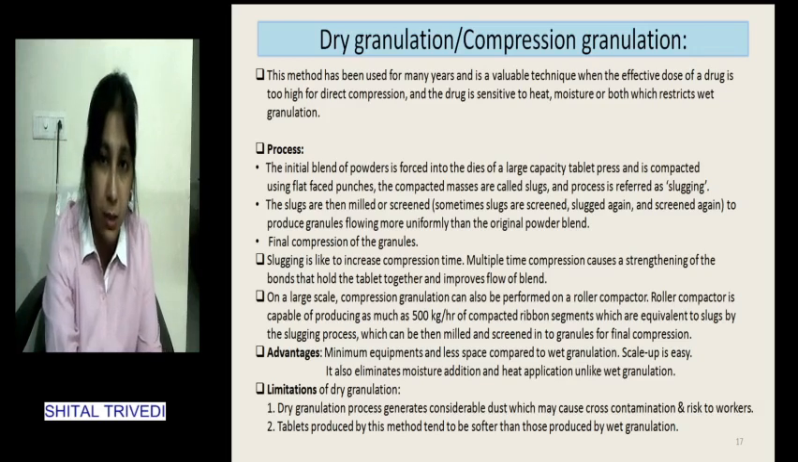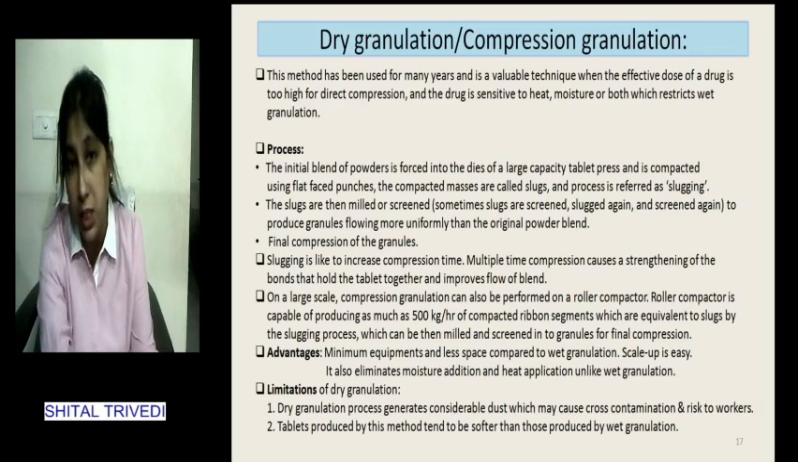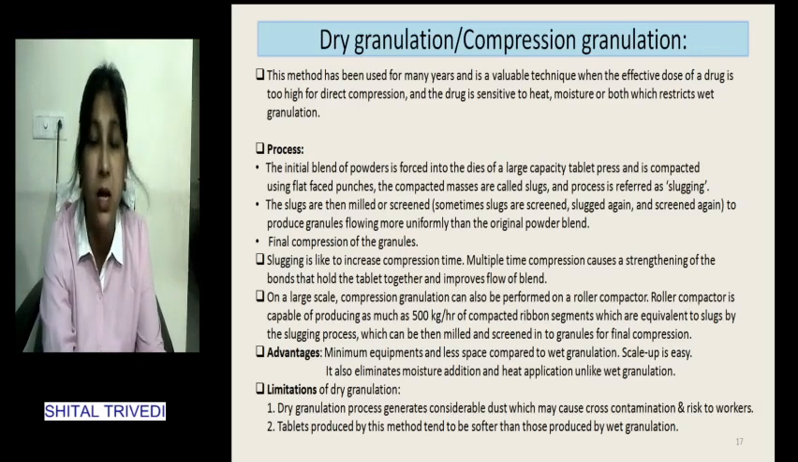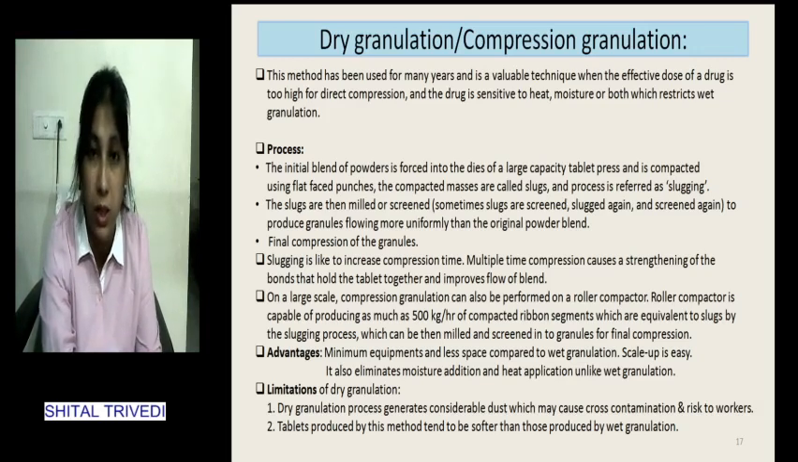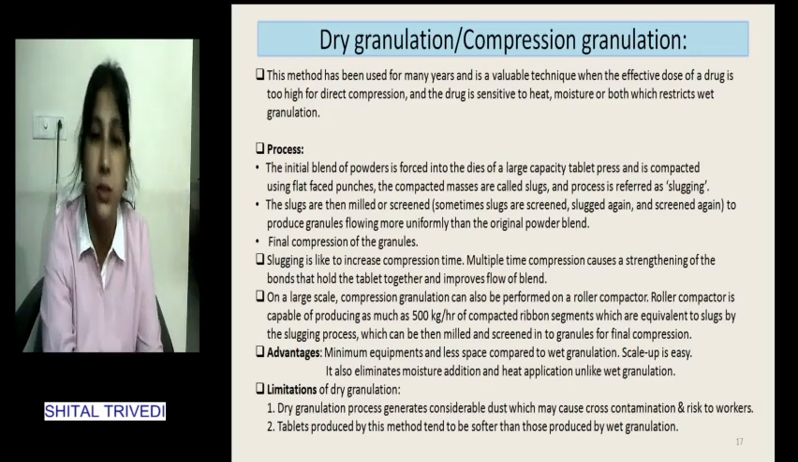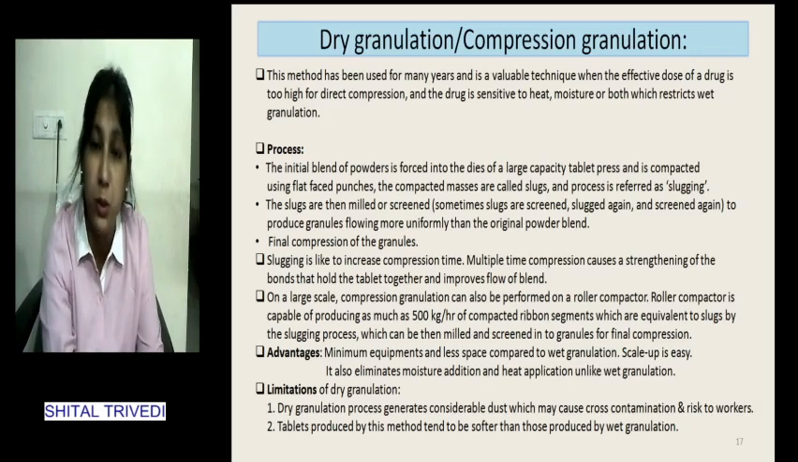But this method has limitations. As it is a dry process, the slugging, milling and screening, all these steps can result in considerable dust generation, which can result in cross contamination, or can be harmful to the workers working around the equipment. And the tablets produced by this method also tend to be softer compared to the tablets produced by the wet granulation method, and these tablets may not be suitable for further processing such as coating.